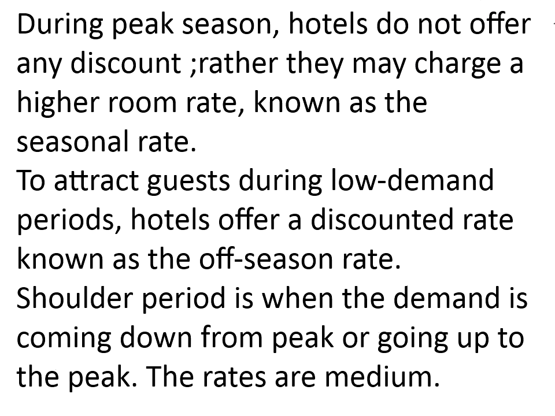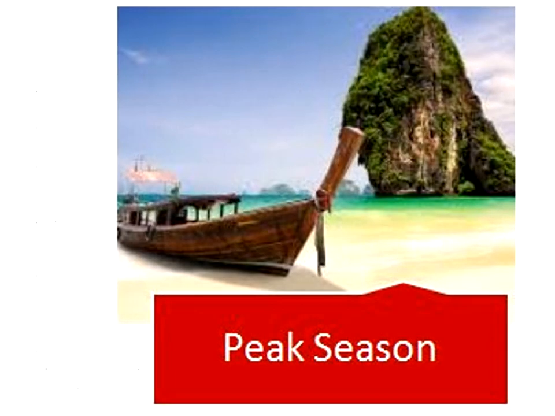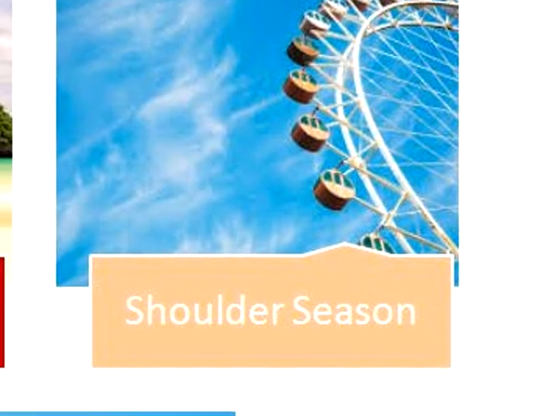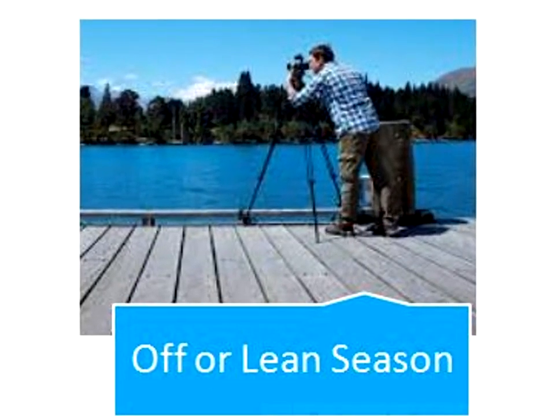Seasonal rate. During peak season, hotels do not offer any discount, rather, they may charge a higher room rate, known as the seasonal rate. To attract guests, during low demand periods, hotels offer a discounted rate, known as the off-season rate. Shoulder period is when the demand is coming down from peak, or going up to the peak. The rates are medium during shoulder period. Peak season. Shoulder season. Off or lean season.